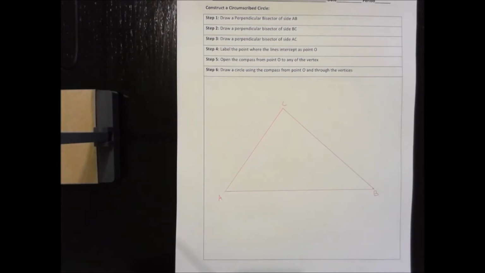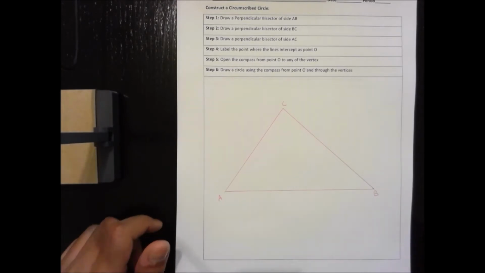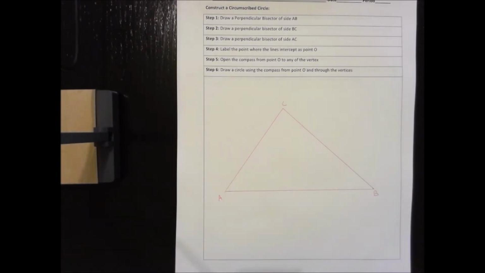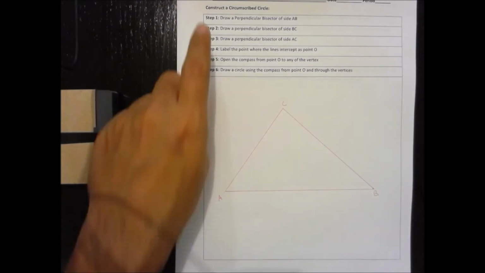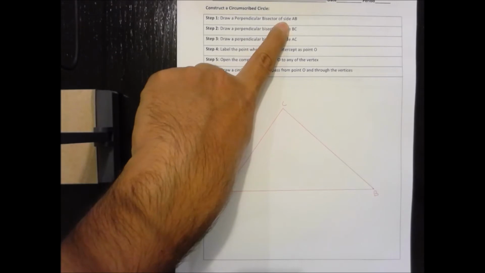The first thing you've got to do is just draw any type of triangle. It could be an acute triangle, it could be an obtuse triangle, it could be a right triangle, as long as you label it A, B, and C. It doesn't matter. So step 1 says draw a perpendicular bisector of side AB. Now how do we draw it?